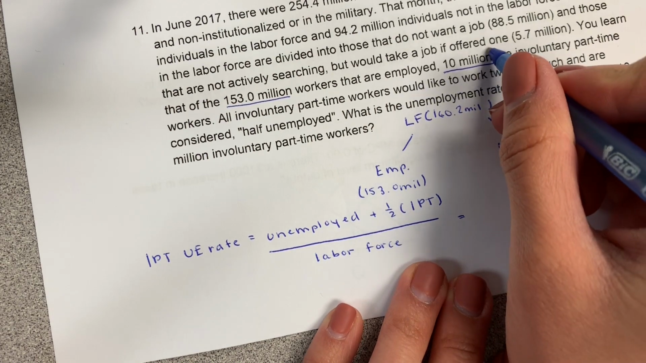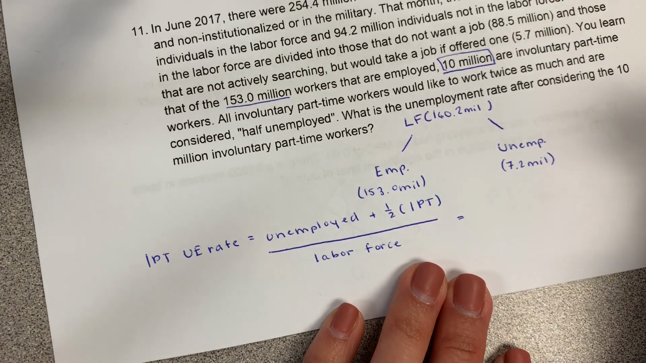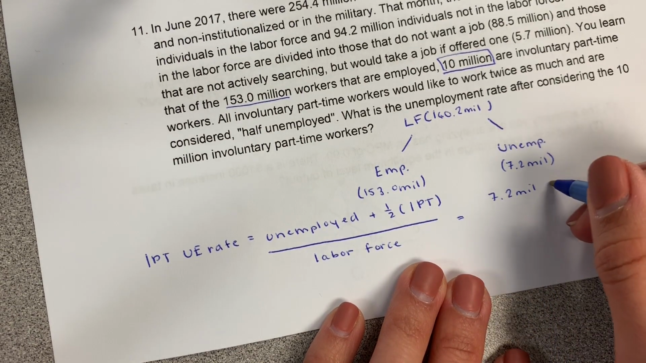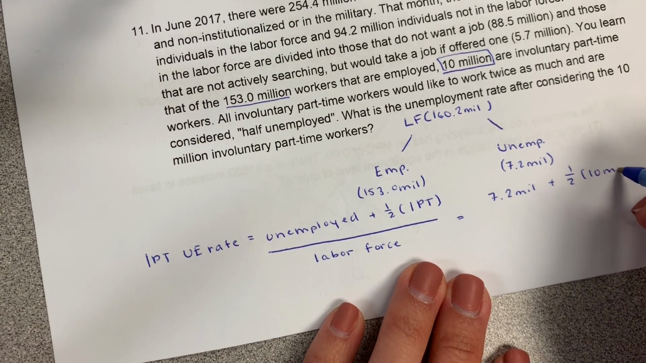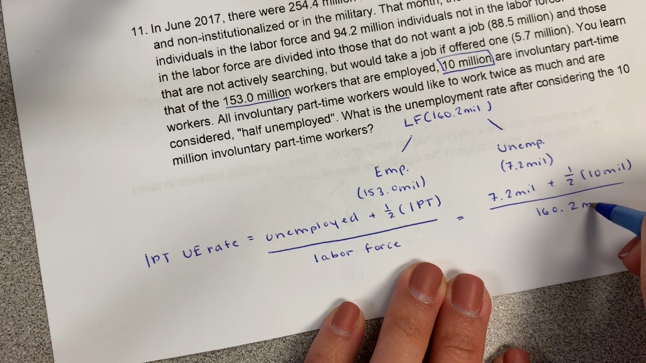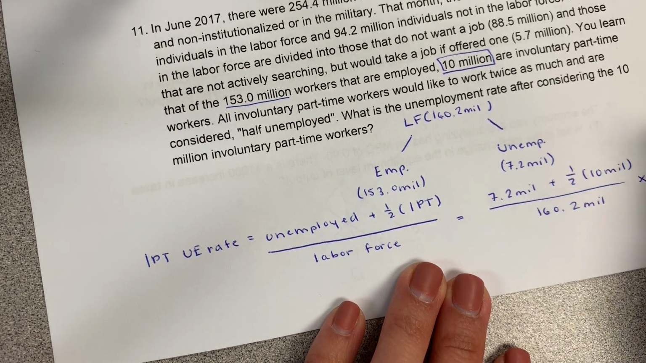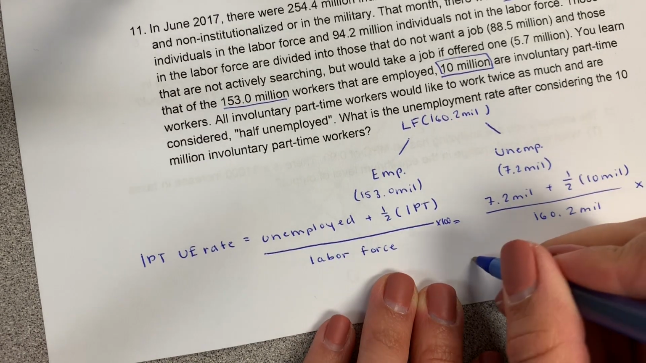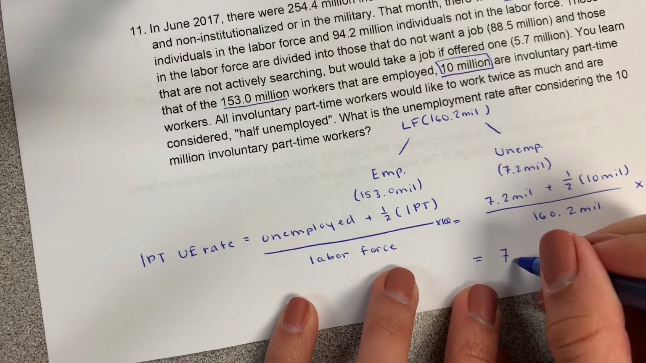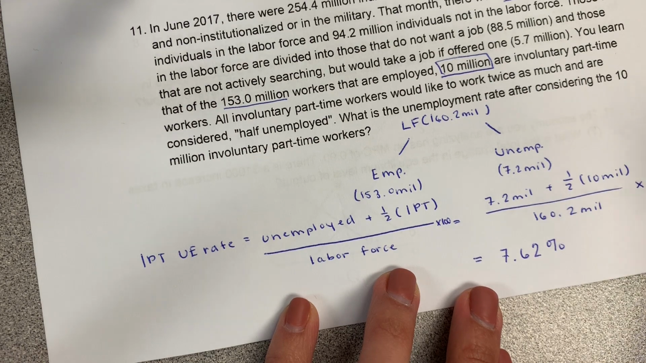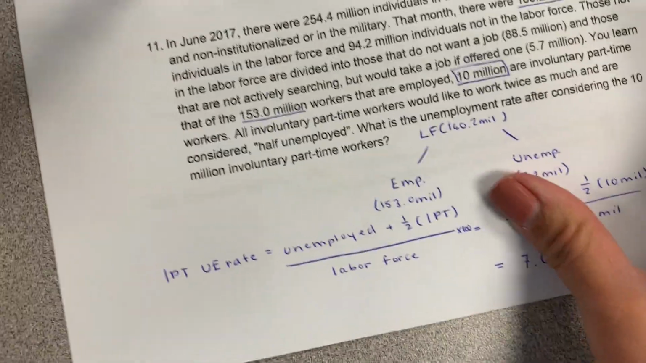As long as you take into consideration the 10 million involuntary part-time workers, we know that 7.2 million are unemployed, plus half 10 million involuntary part-time divided by the labor force, which is 160.2 million. And oh yeah, this is also multiplied by 100, right? So we can put that in here, times 100. So solving, you should be getting around 7.62%. That's the unemployment rate after considering the 10 million involuntary part-time workers. All right, let's move on to the last page.